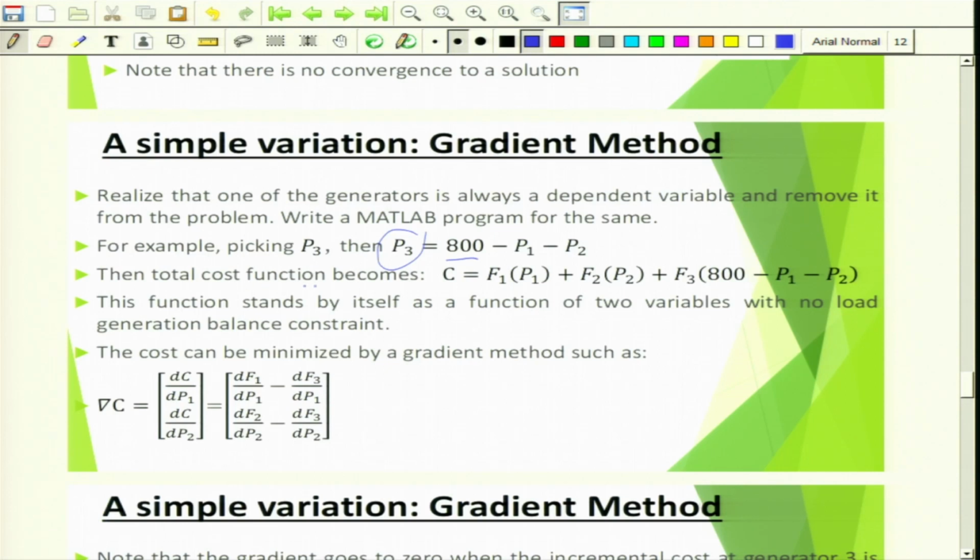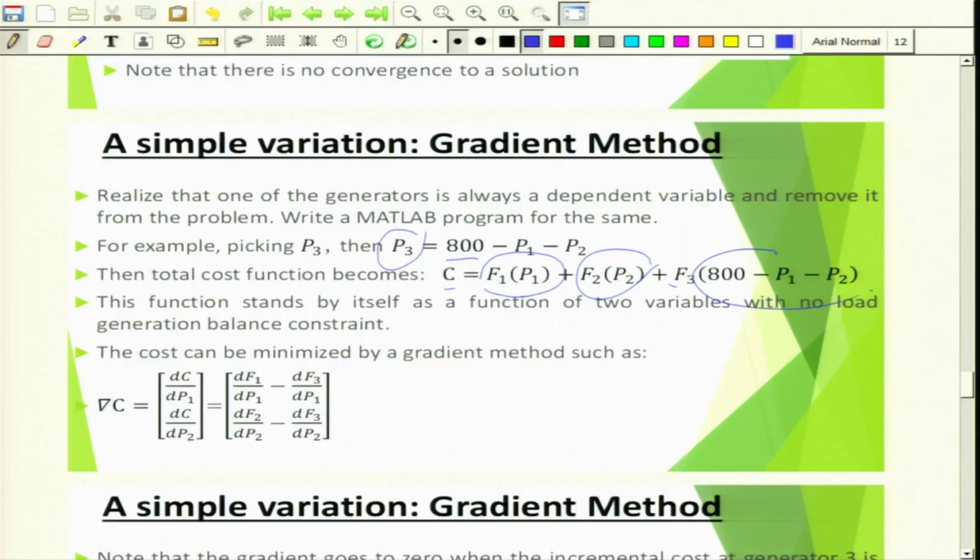So now the total cost function is the cost function of the first generator, the cost function of the second generator, and the cost function of the third generator, which is again dependent on P1 and P2. Now this function stands by itself as a function of 2 variables with no load generation balance constraint. We are removing that constraint, summation of generation equal to total load, because it has already been taken care of by this expression. Now the cost can be minimized by the gradient method as follows.